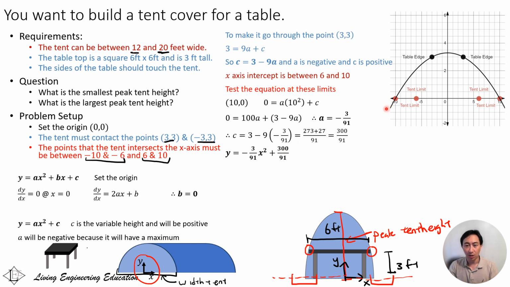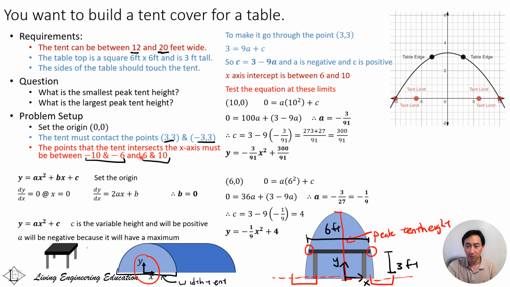We're going to do the same exact thing with an intercept at x is equal to 6, or x equals plus or minus 6. So we plug in 6, 0 into the quadratic equation, and we solve for a by substituting the c equation 3 minus 9a down here. And we see that a is equal to negative 1 over 9. We'll plug that back into the c equation here and solve for c, which is 4. And when we graph y equals negative 1/9 x squared plus 4, this is the shape we get.